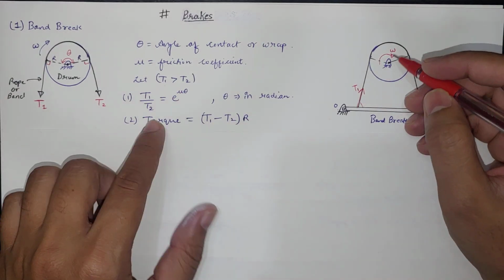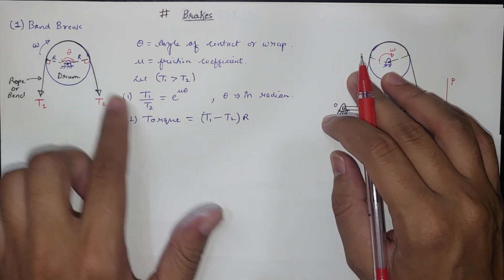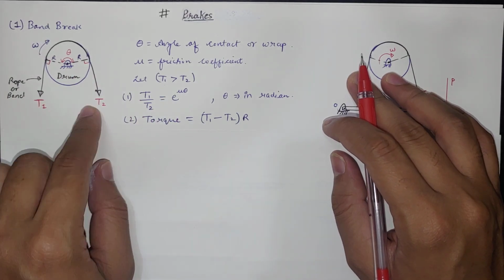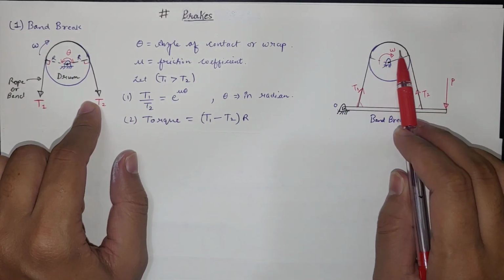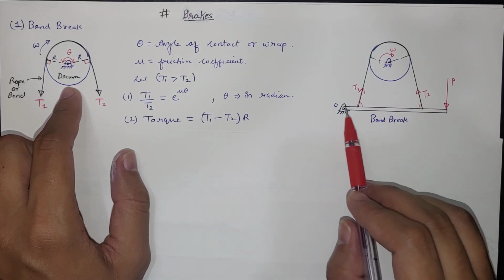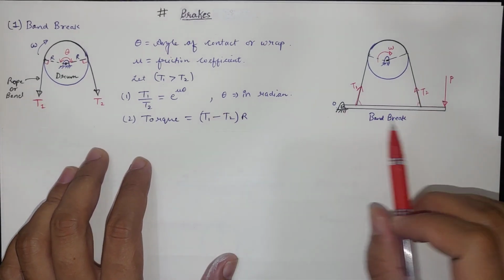So this is how we have to analyze these band brakes, and if other values are given, you have to find either T1, T2, P, or some other parameter which is given in the question. So this is how we have to analyze.